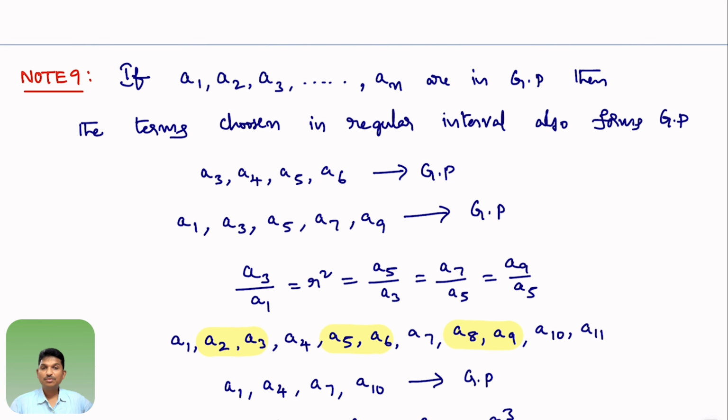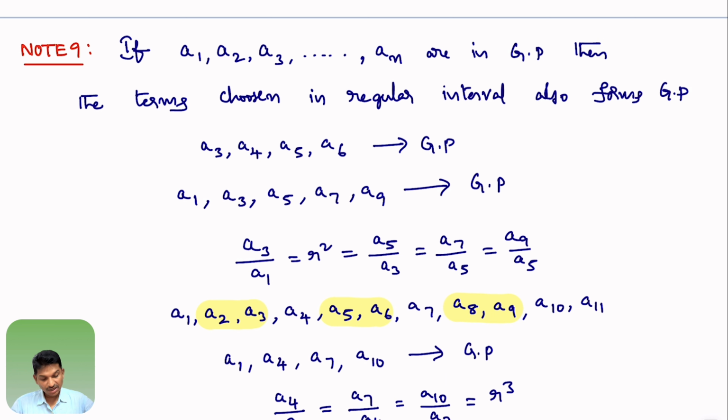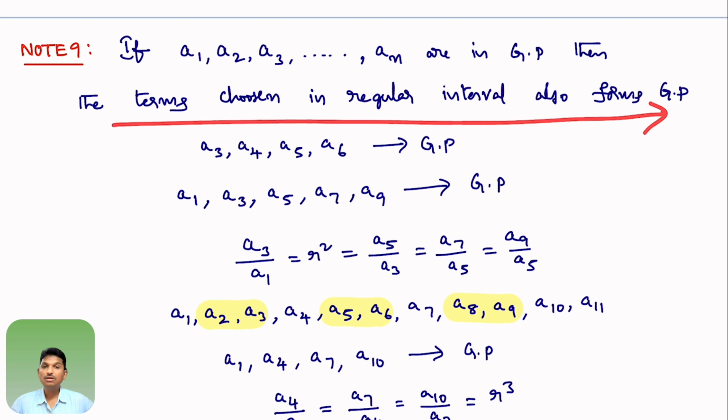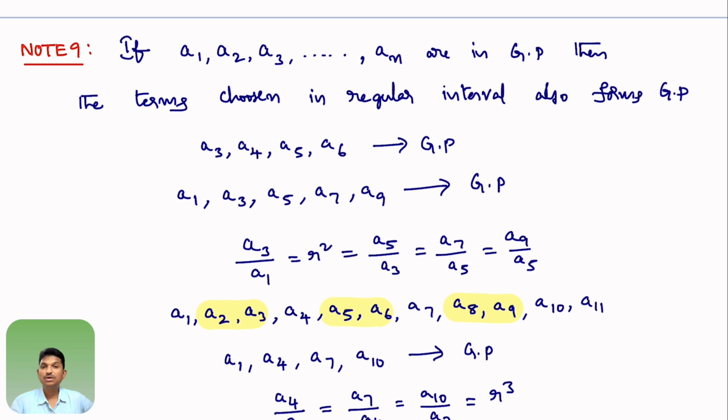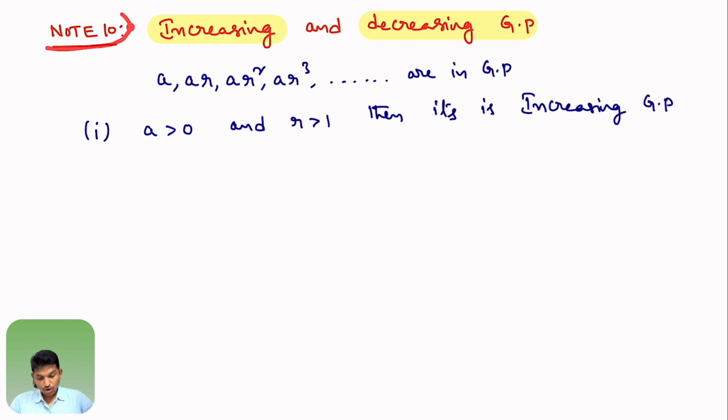So what I am trying to say is, if A1, A2, A3 and so on, An are in geometric progression, then the terms chosen at a regular interval also form a geometric progression. Try to understand the meaning of this. This works in arithmetic progression also, you can check.